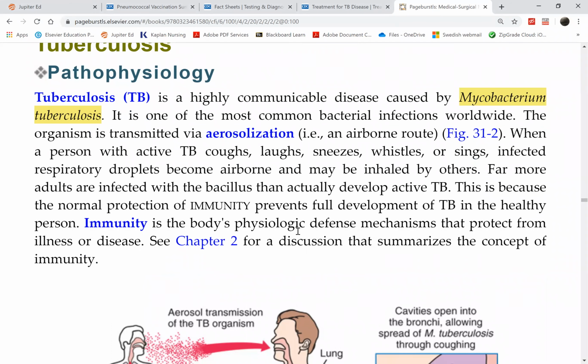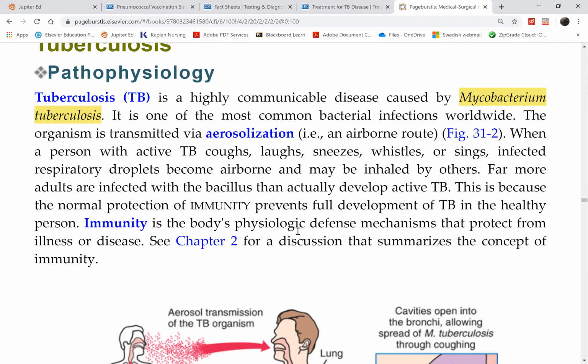The organism is transmitted via aerosolization. Aerosolization, or airborne. When a person with active TB coughs, laughs, sneezes, whistles, or sings, infected respiratory droplets become airborne and may be inhaled by others.